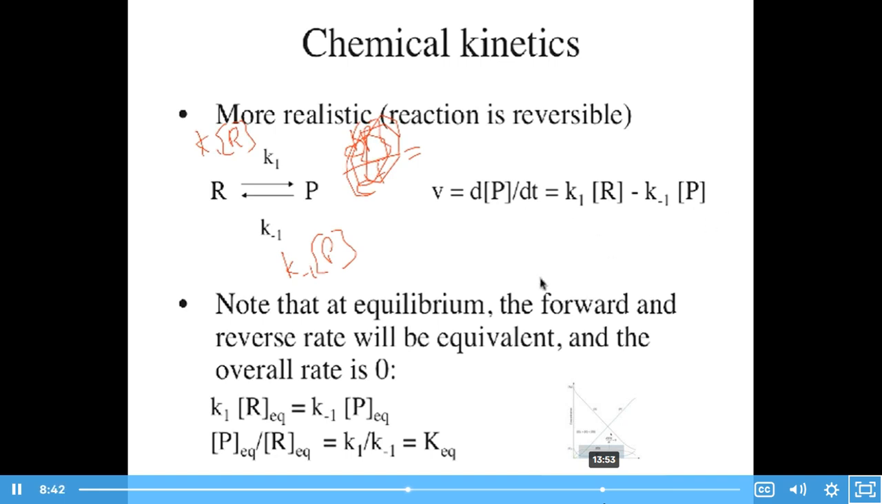At equilibrium, those two rates will be equal. So this will be true: the equilibrium concentration of reactant times k1 will be k minus 1 times the equilibrium concentration of product. If we do the ratio of these, we'll get k1 over k minus 1, which, of course, is the equilibrium concentration of P over the equilibrium concentration of R, which is just KEQ. So this is just another way of looking at KEQ, and it's also the same as the ratio of the intrinsic rate constants.